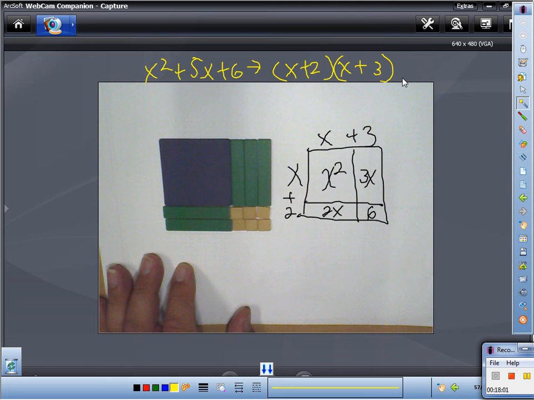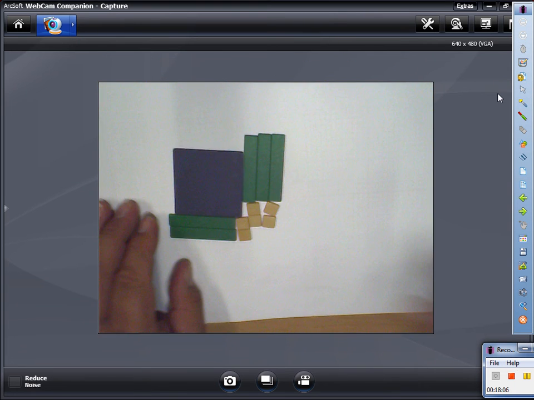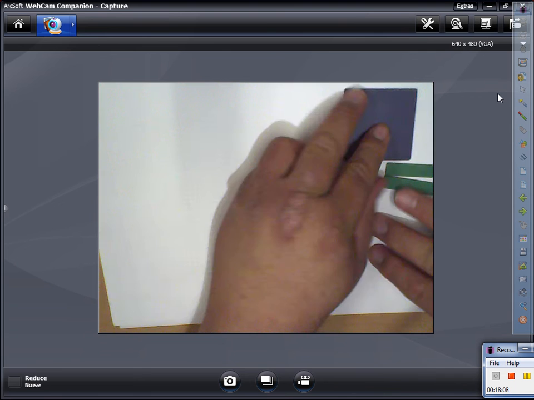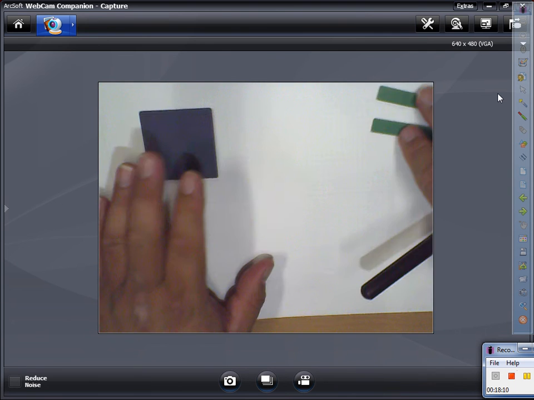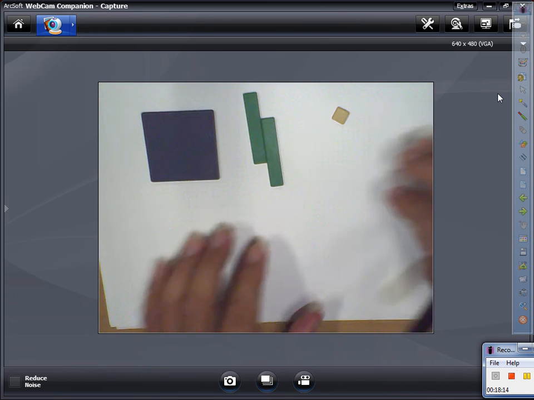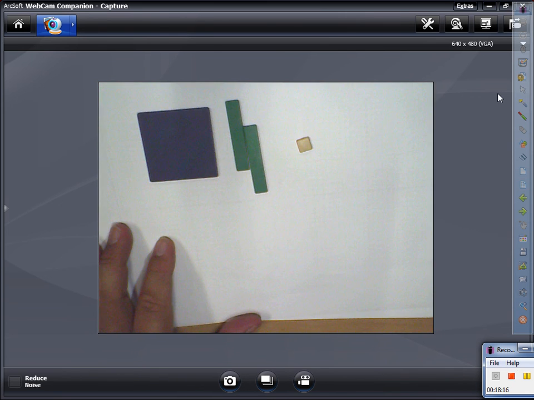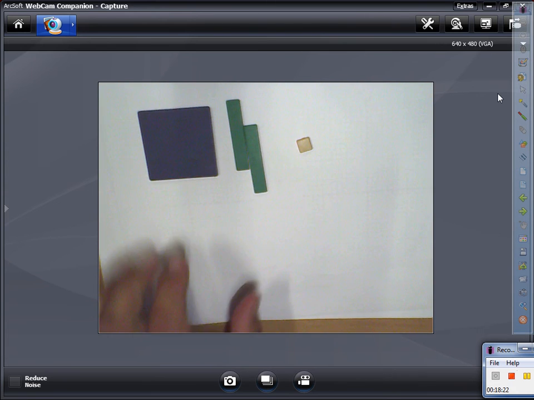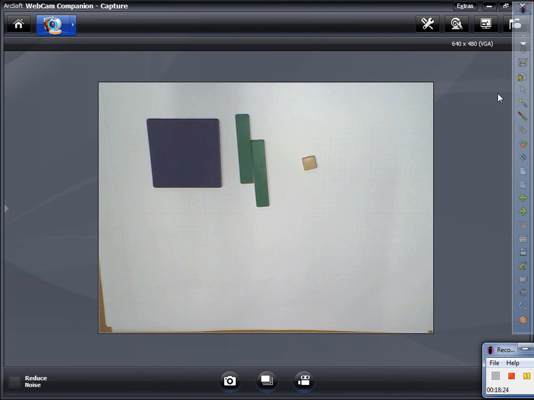How we doing? Good? Alright, do one more. Last one. So we can go into some algebra. So get in front of you a big square, 2 green, and 1 yellow. Do this one completely by yourself. Write the polynomial, make a square or a rectangle, get me my factors. Go.